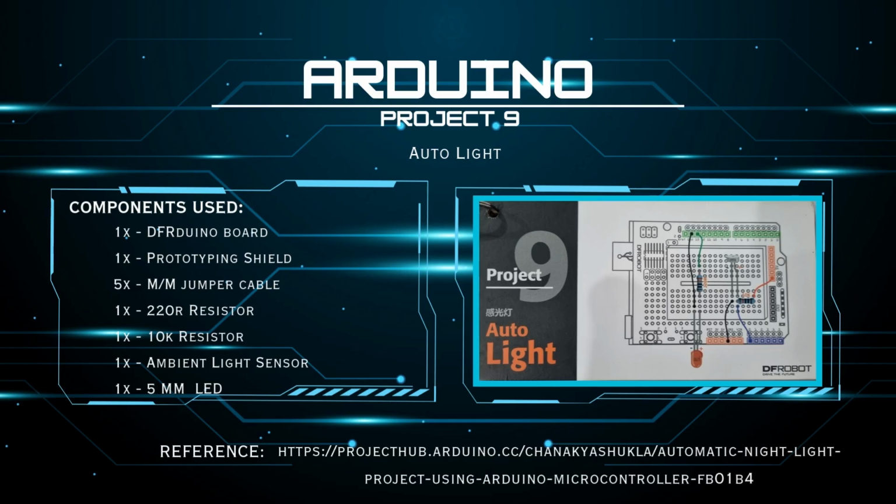In this lesson, we were introduced to a new sensor called the photodiode. This sensor changes its resistance depending on the light it detects. The brighter the light, the lower its resistance. In darkness, its resistance becomes higher. By reading this change, we can measure the light level around us.